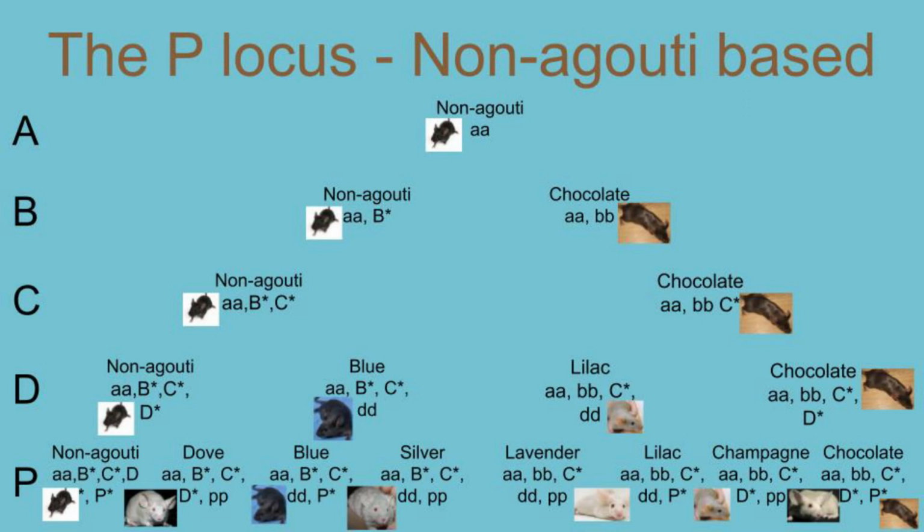a dove. If our recessive A, dominant B, dominant C, recessive D, so our blue mouse, receives a dominant P, it remains a blue mouse. However, if it inherits the recessive Ps, it's going to become silver. Our chocolate would remain a chocolate unless it receives those Ps, in which case we call it champagne. And our lilac would remain lilac unless it receives those pink eyes, in which case it would become lavender.